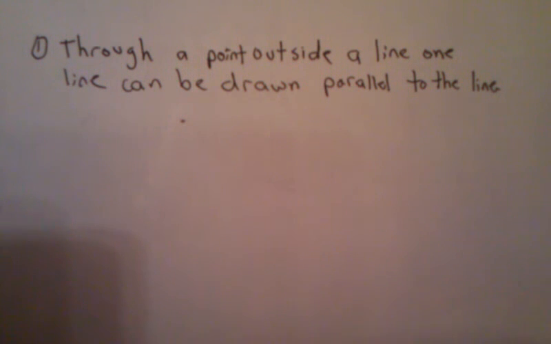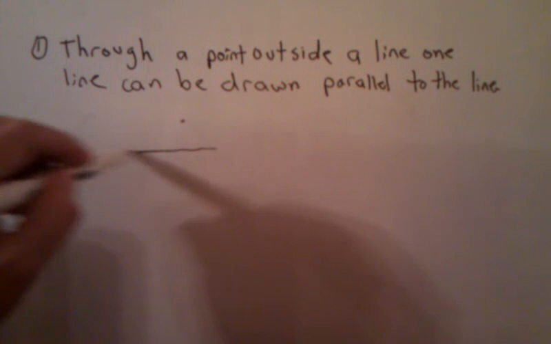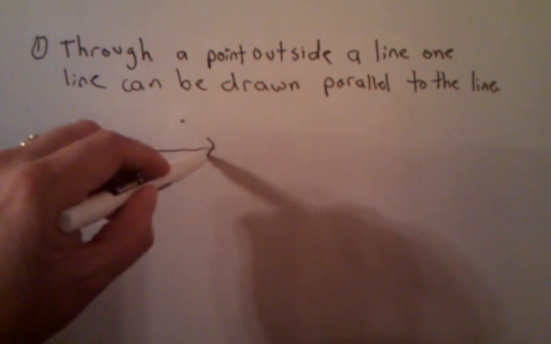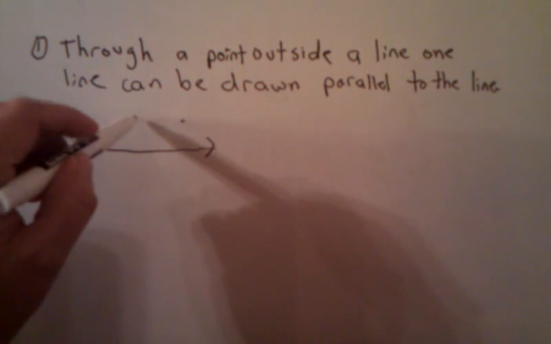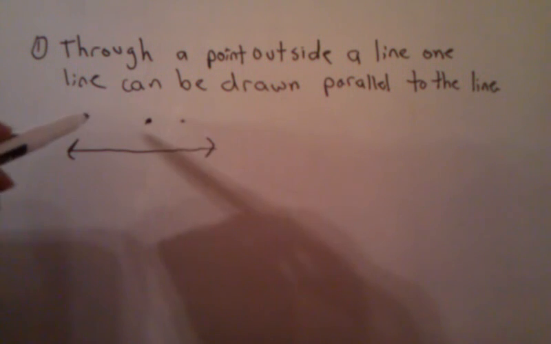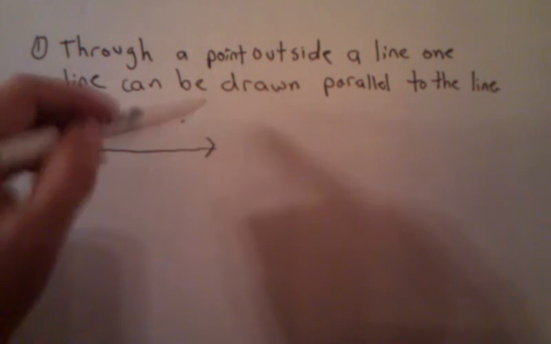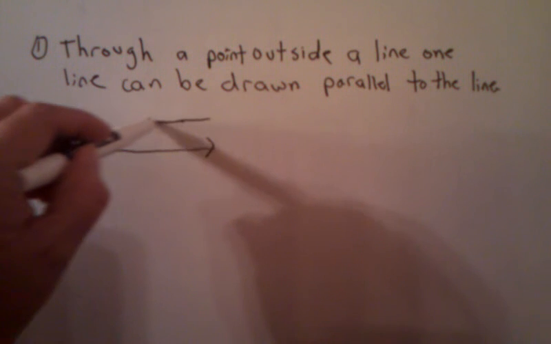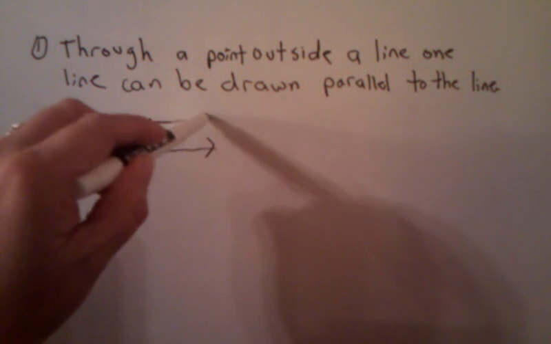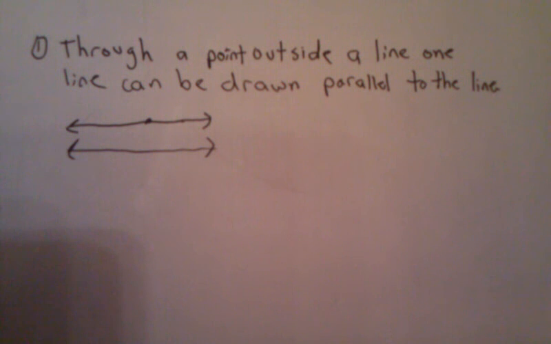Let's try it. We have a line. You should have drawn a line, and a point out here somewhere. It says you can only draw one line through this point to make it parallel to this line. So here we go. Yours should look something like mine. Now I want you to go ahead and study your notes, review this lesson, and answer the questions.